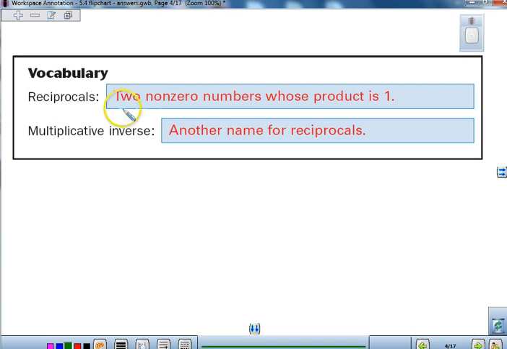But a reciprocal is two non-zero numbers whose product is 1. When I talk about the product being 1, remember that's when we multiply two things together and it equals 1. So if you think of the number 4, you have to take it times 1/4. 4 times 1/4 is 1. Another name for multiplicative inverse is the reciprocal. So these two mean the same thing.